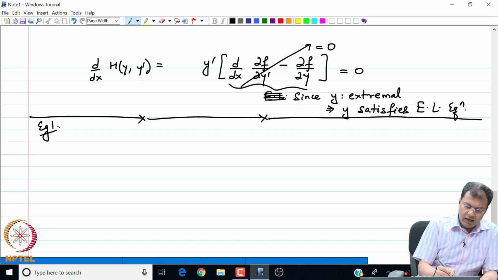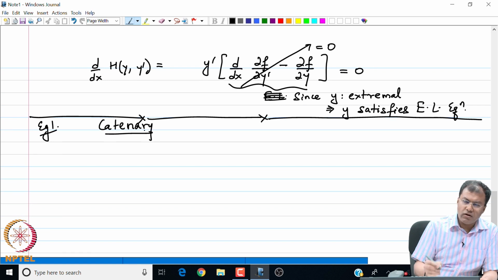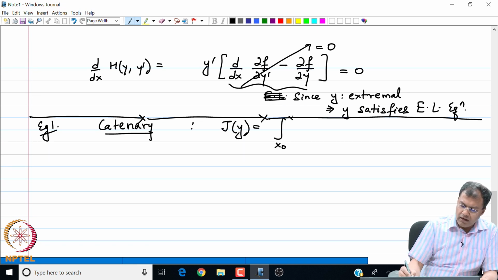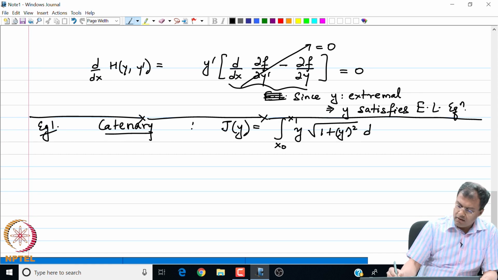My first example this morning is on the case of catenary. We have looked at the problem of catenary, and recall that the functional involved in this case is the integral from x0 to x1 of y times square root of 1 plus y prime square dx. We can see that the integrand is purely a function of y and y prime, so this fits very nicely with the second case. So, we can directly apply the Beltrami identity and set it equal to a constant.